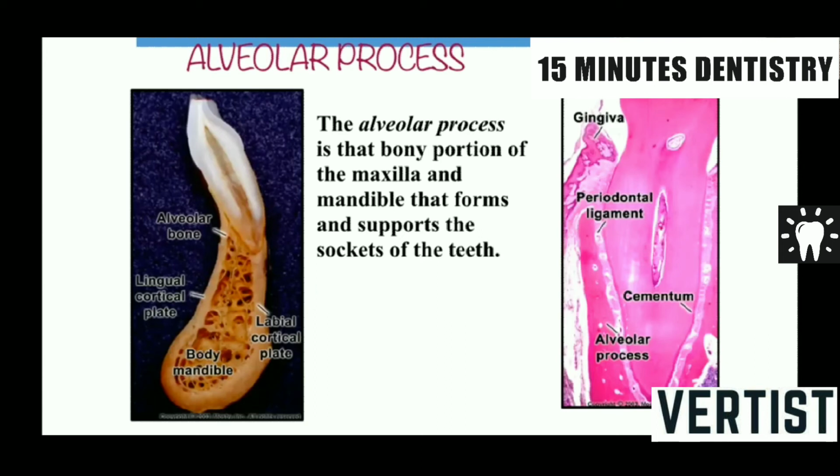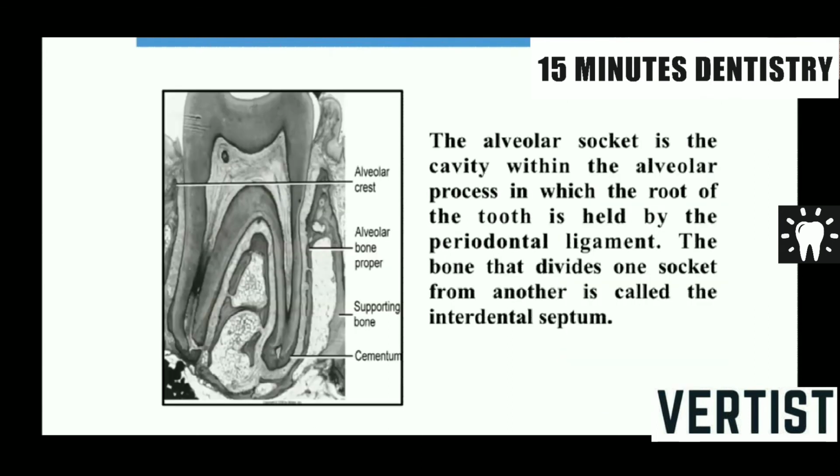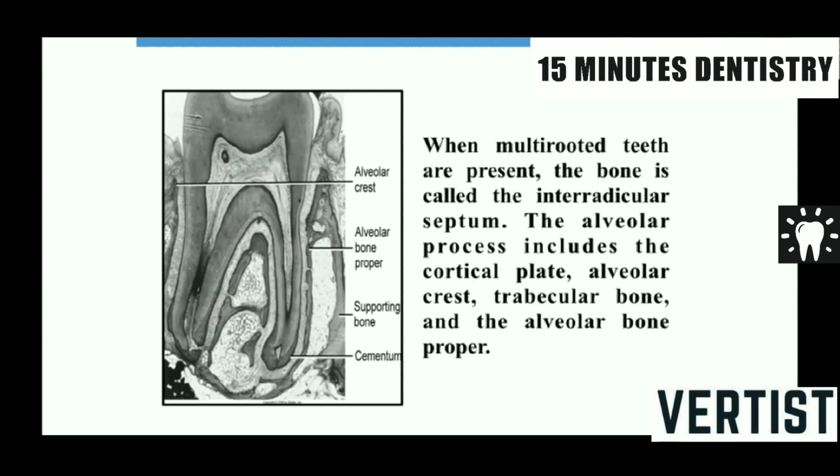So they are basically sockets which are holding the tooth within them. The alveolar socket is the cavity within the alveolar processes in which the root of the tooth is held by the periodontal ligament. So it is the ligament fibers which help in the anchorage, and the bone that divides one socket from another is called the interdental septum. When multi-rooted teeth are present, the bone is called the interradicular septum. So you have the interdental septum and the interradicular septum which are present within the alveolar bone.